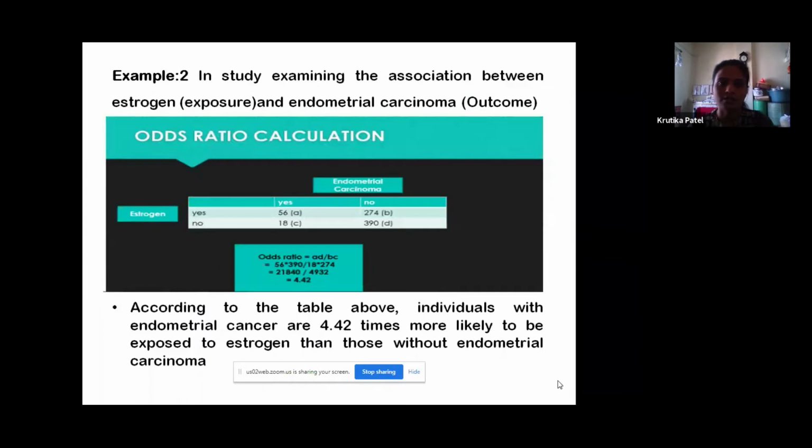And we can discuss example 2. This is a clinical example for odds. In a study examining the association between estrogen, this is the exposure, and endometrial carcinoma, this is the outcome, the calculations are shown in this table. According to the table above, individuals with endometrial cancer are 4.42 times more likely to be exposed to estrogen than those without endometrial carcinoma.